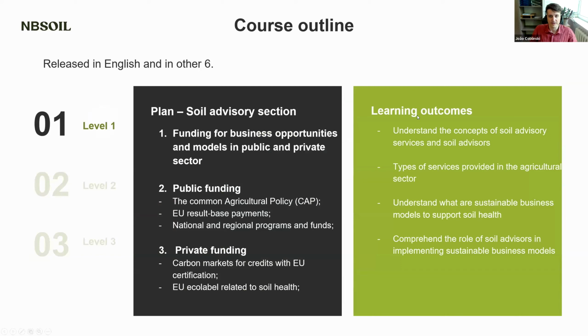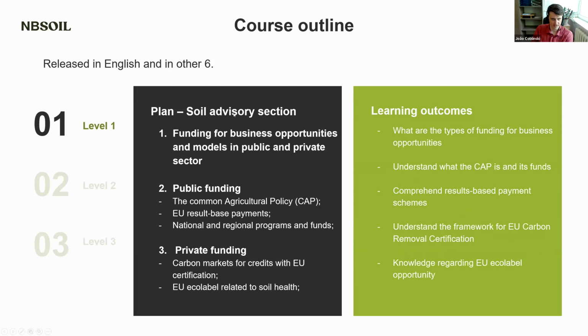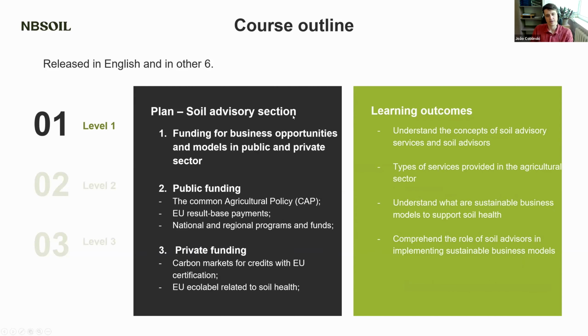So now I will present the course outline that we have. Level 1 is released in English and will be, in the coming weeks, in six other languages also. Level 1 is divided into two sections, as you can see here: the soil advisory section and the policy section. In the soil advisory section, we work in this first level on two main topics: public funding and private funding. So, the funding for business opportunities and models in the public and private sector.